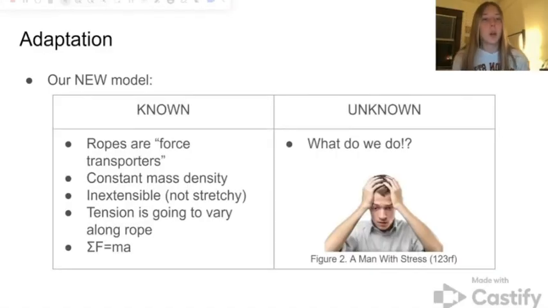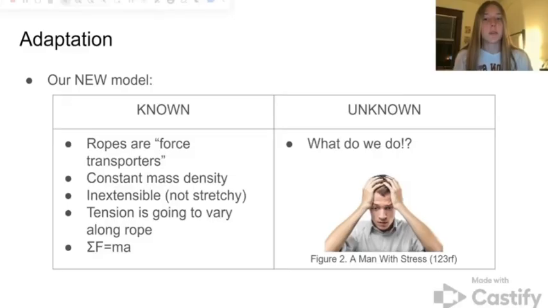However, with our new model, we still know that ropes are force transporters, so they're acting as the middleman between whatever is pulling the object, like acting the force of tension, say it's a wall, say it's a person, whatever, and the object itself, or maybe it's just the rope hanging there, but it's transporting a force.